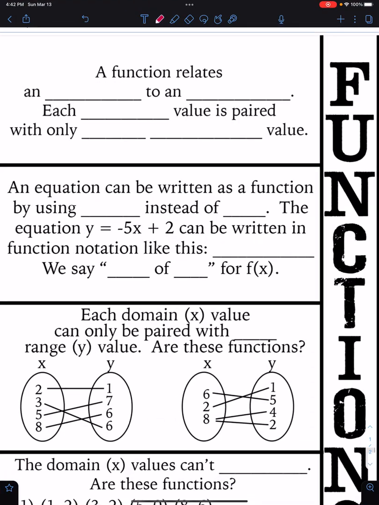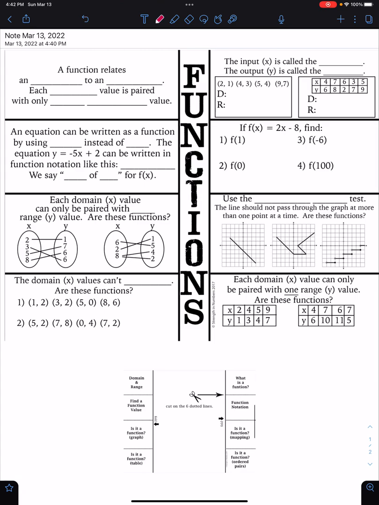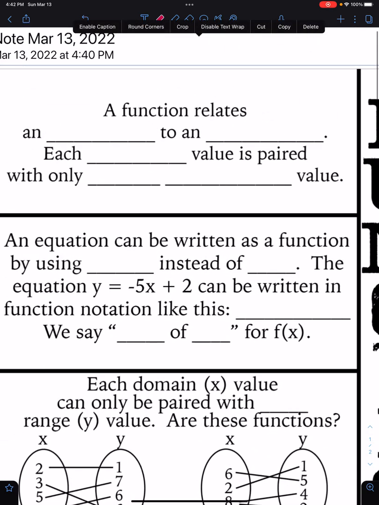All right, today we're going to be talking about functions. You have your foldable notes, and we're going to go through each of these 8 flaps. Sounds like a lot, but it's not going to be as long as it looks, I don't think. So first, let's start with the definition of a function.